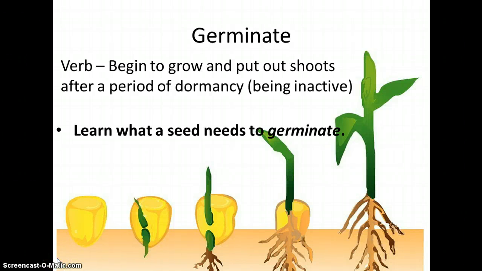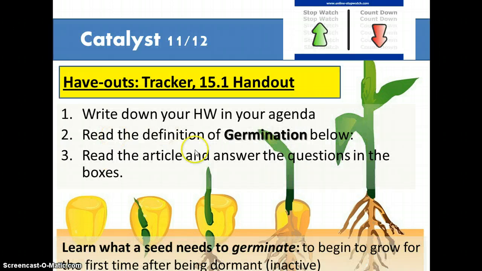Hi Legends, so today we are going to talk about what it means for a seed to germinate. The word germinate means to begin to grow for the first time after being dormant, or after a seed has been inactive for a very long time. And since we've been learning about plants, germination is the first step in the plant's life cycle.